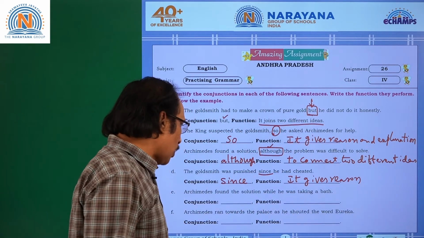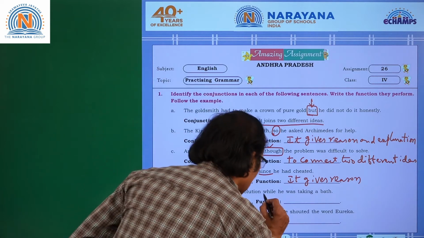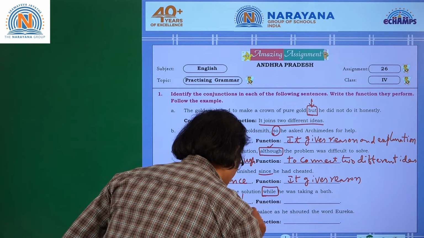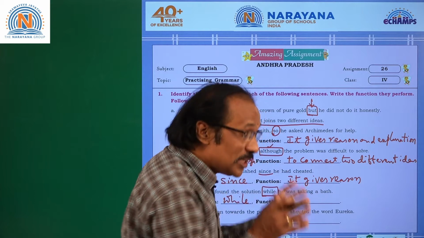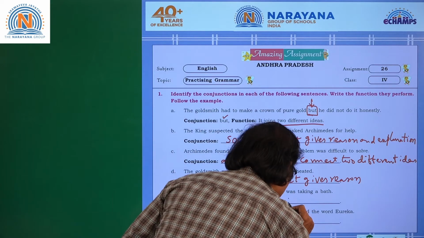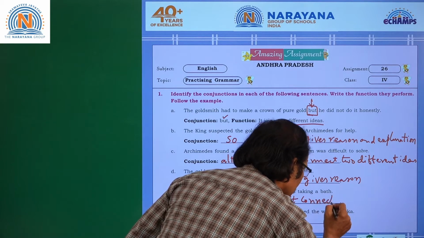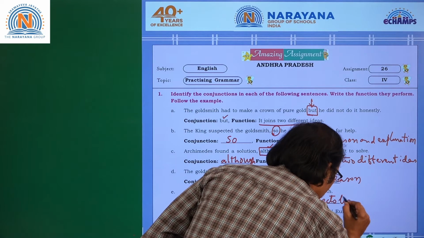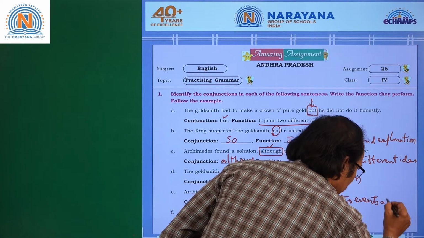Next one, Archimedes found the solution while he was taking a bath. While is the conjunction used here. Now, the purpose of this particular conjunction is it connects two events at the same time.